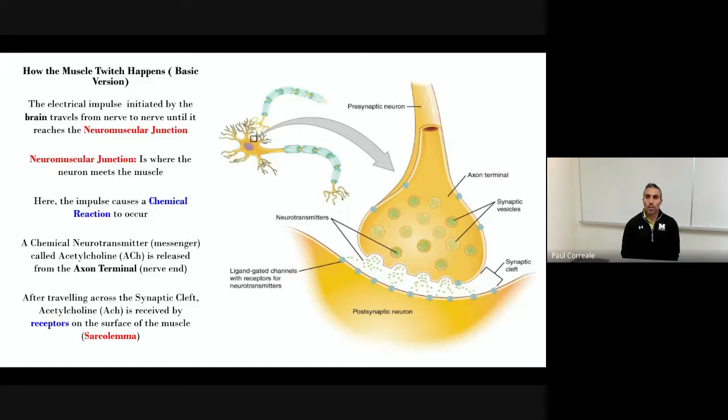Okay, the sarcolemma is that outer surface of the muscle where these receptors are located, which hopefully will receive the acetylcholine. The more receptors that are able to interact with acetylcholine, the more innervation or the more continuation of that muscle twitch, because another important ion, sodium, will be able now to enter into the postsynaptic neuron.